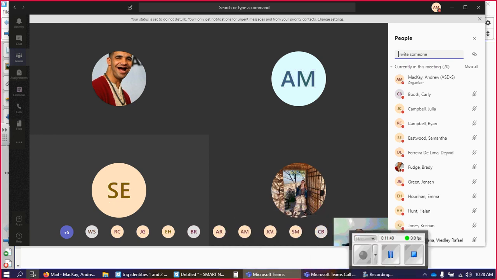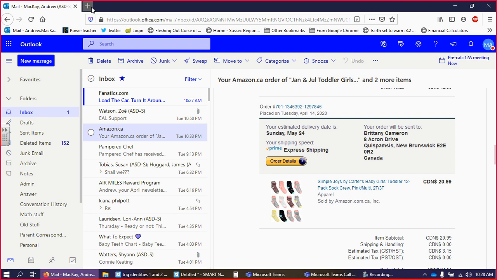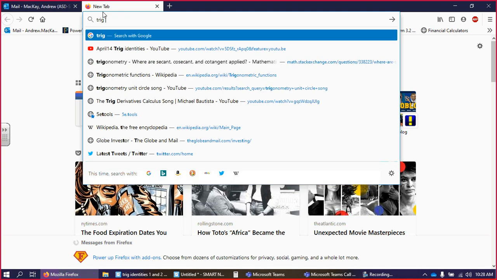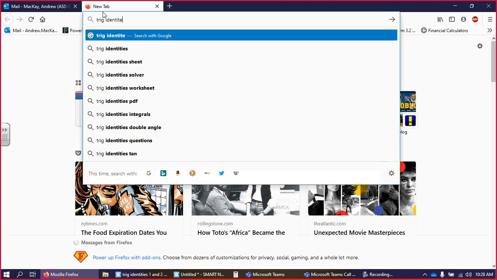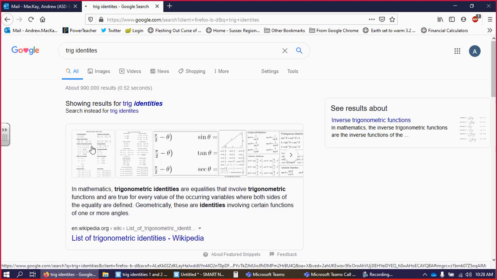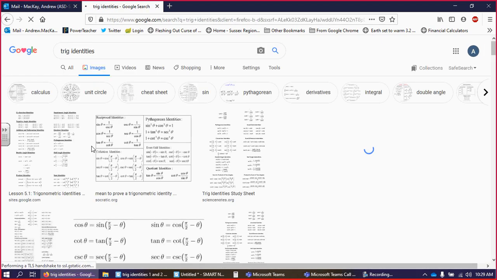Because I can probably Google it. Don't mind all of the Amazon stuff if you just saw that. Trig identities. My wife is buying random things on Amazon, lots and lots of them.